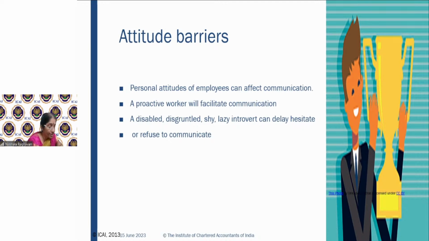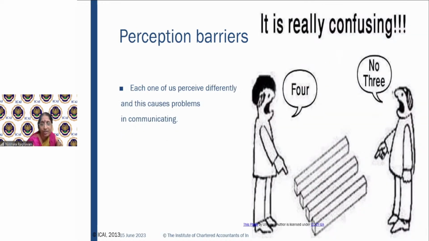Now, perception barriers. Look at the sticks below. They look like 4 for one person. Someone else says it's 3. So the way you understand, the way you look at things really matters while you communicate. Shy and introvert are the same.